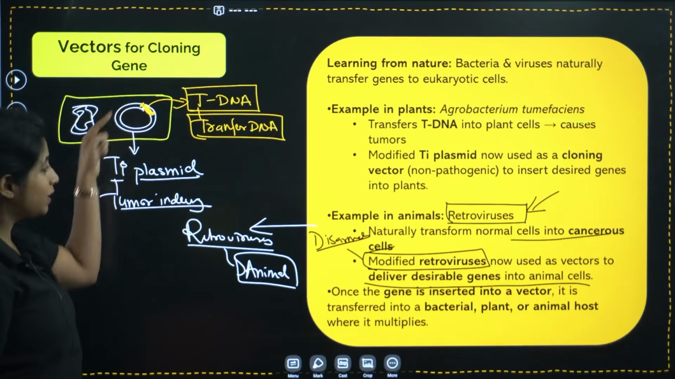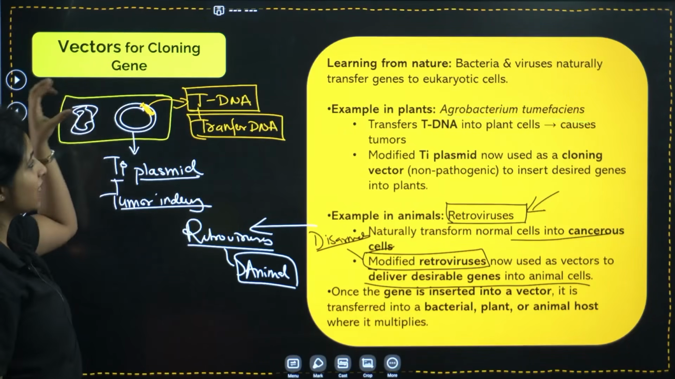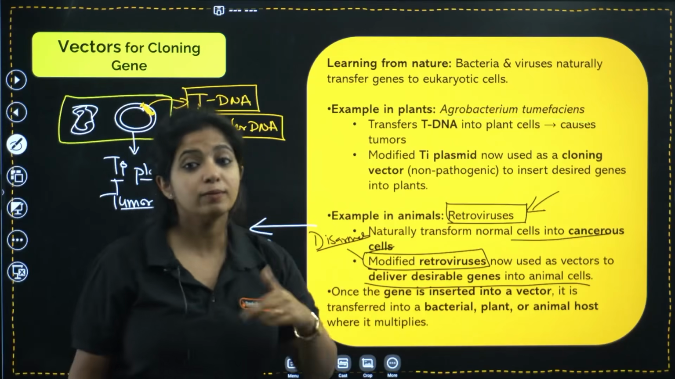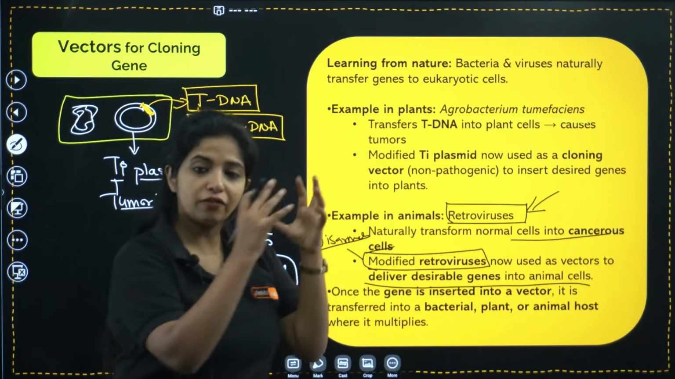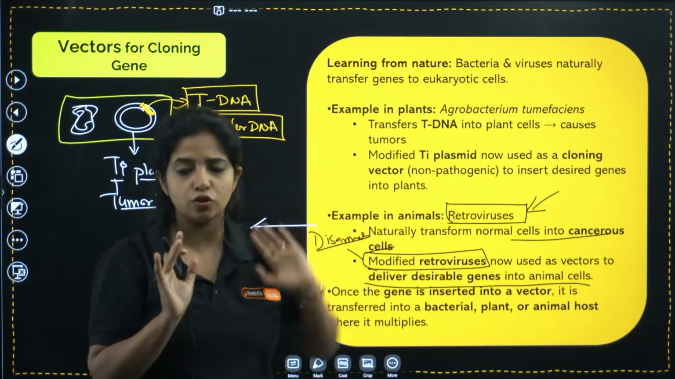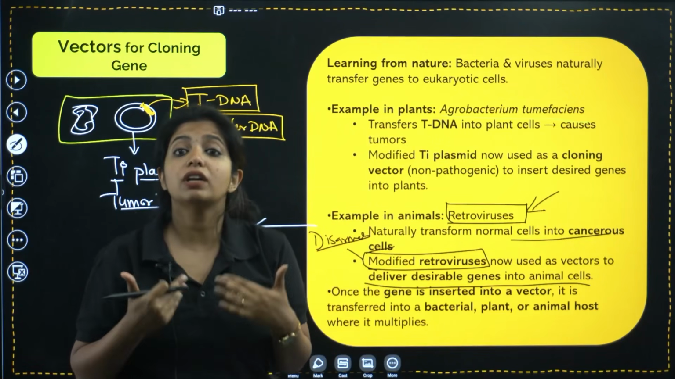So this plasmid is the Ti plasmid. It has a DNA that is tDNA, which is the root cause of all the problems in the case of plants. This bacterium affects the plant, transfers the tDNA and causes tumor. But how do we utilize it for our purpose?